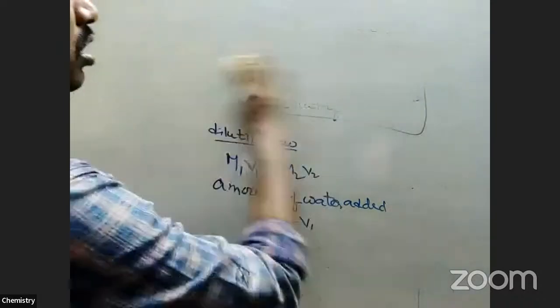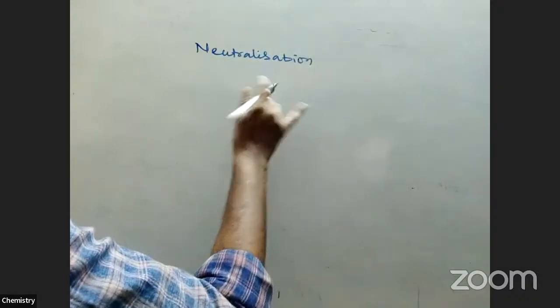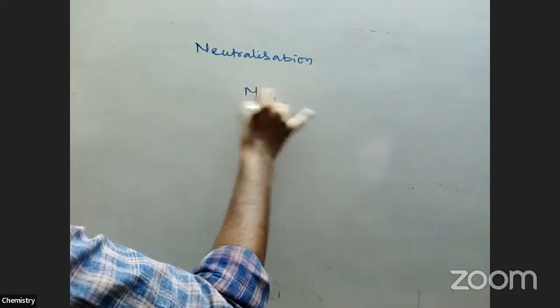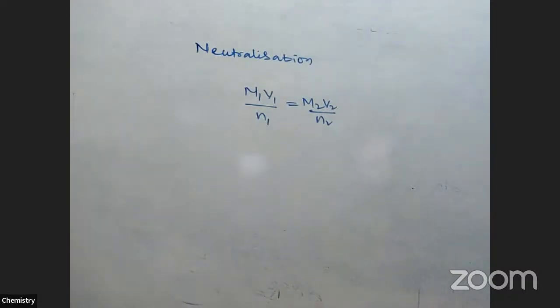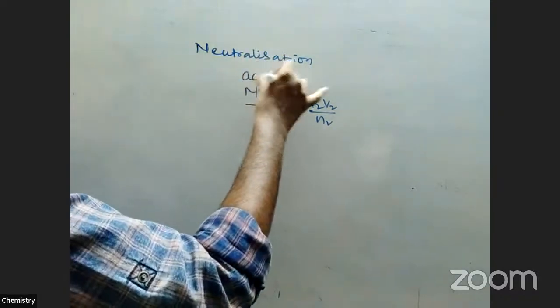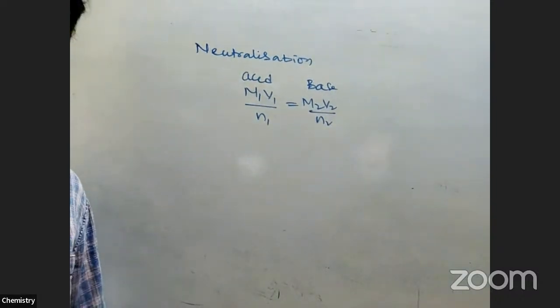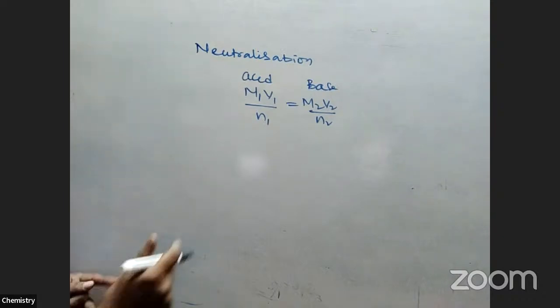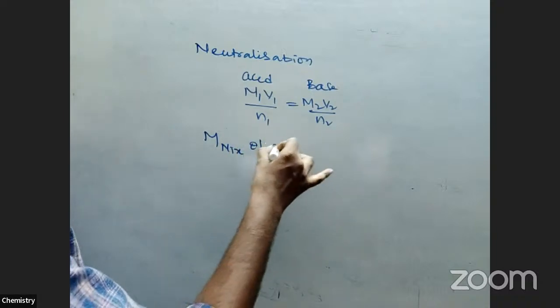Next, in case of a neutralization reaction, acid and base are involved. What is the formula we use? M1 V1 by n1 is equal to M2 V2 by n2. For neutralization reaction, we use this formula. M1 V1 is the acid and M2 V2 is the base, and n is how many moles of acid or base are involved in the balanced chemical reaction.